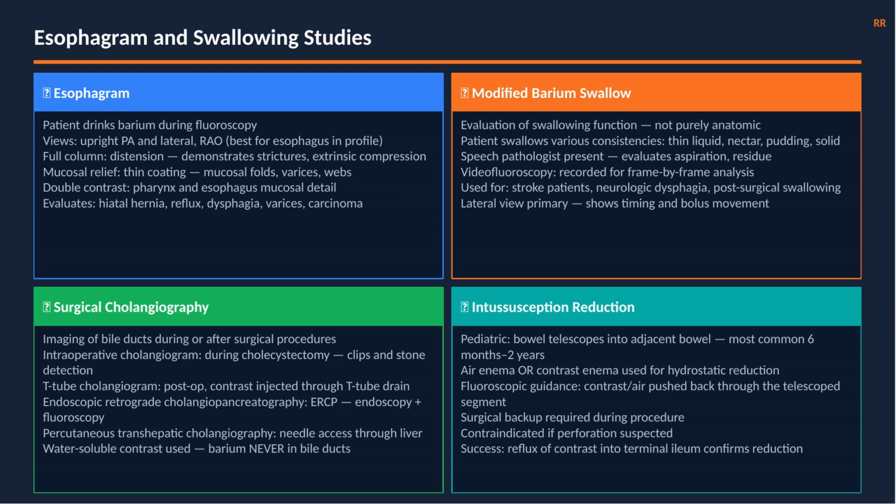Intussusception reduction. A pediatric emergency. Bowel telescopes into adjacent bowel. Enema or contrast enema is used for hydrostatic or pneumatic reduction under fluoroscopy. Surgical backup is required during the procedure. Success is confirmed by reflux of contrast or air into the terminal ileum.